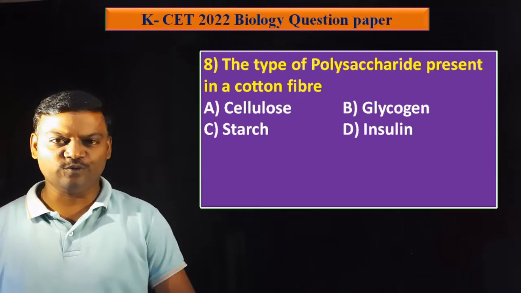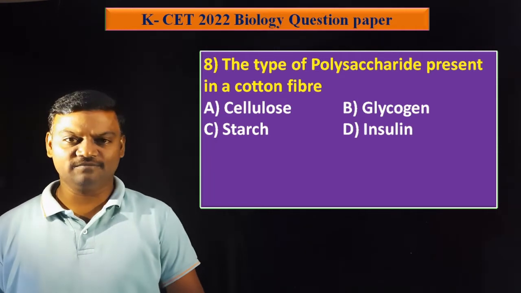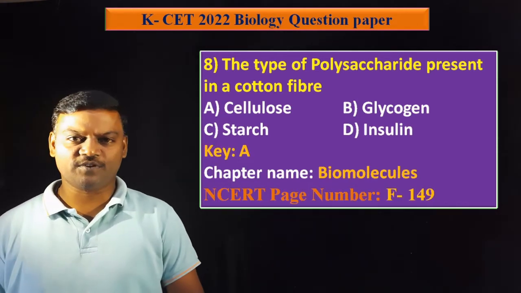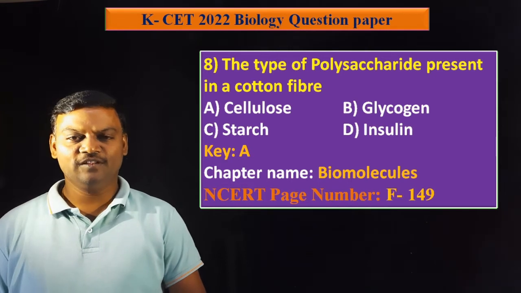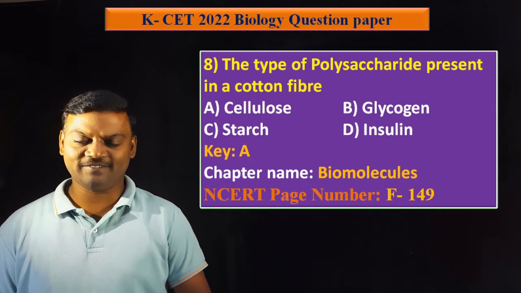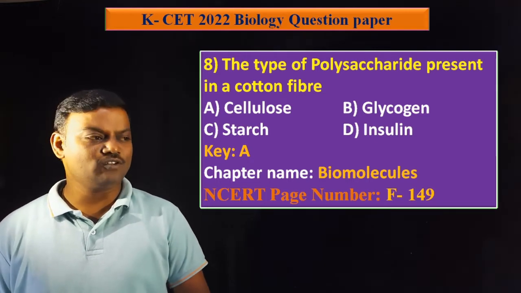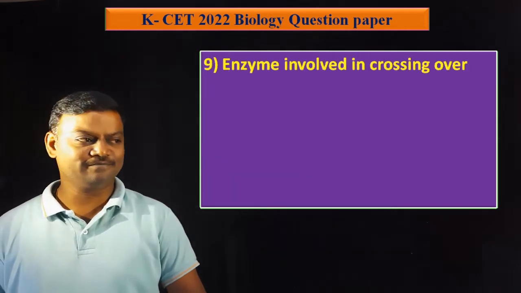Option B, glycogen. Option C, starch. Option D, insulin. The correct answer is option E, cellulose. So cotton fiber is made up of cellulose, which is one type of polysaccharide. It is a question from Biomolecules, NCERT page number 149.